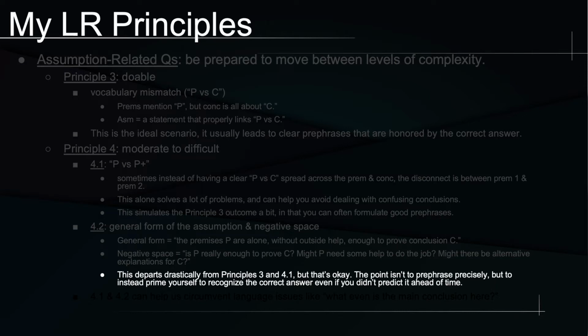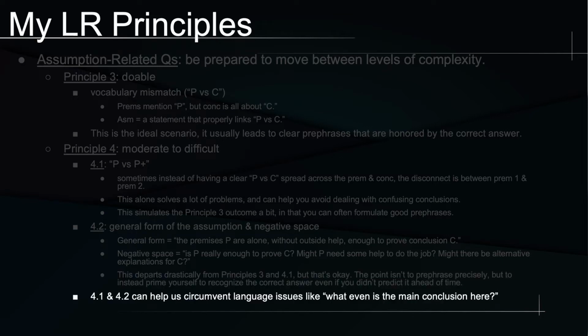Is P really enough to do it on its own? What might it have been nice to add to what we've already been given in order to make this all work better? Those considerations, even if they don't yield a specific prediction for an answer choice, they will at least open your mind to the possibility of, okay, I didn't see this coming, but I see how this might fit with some of my questions.